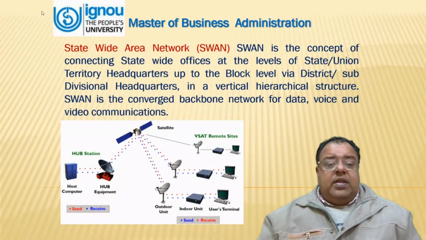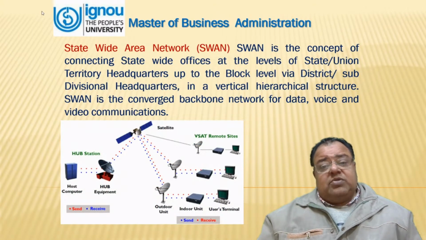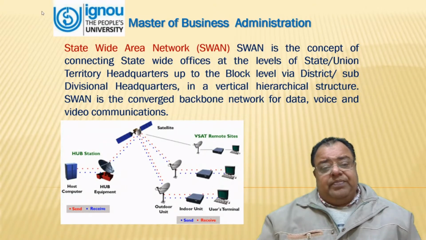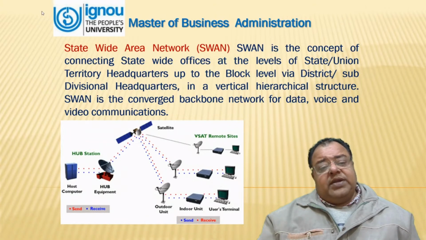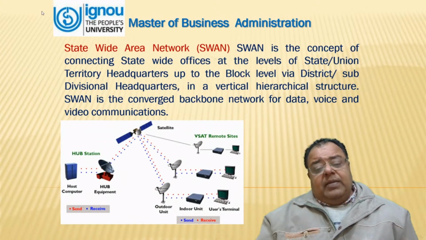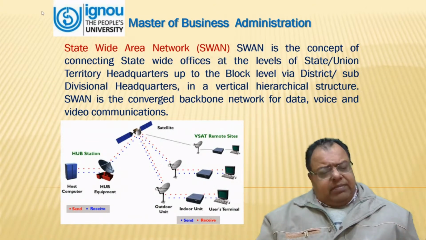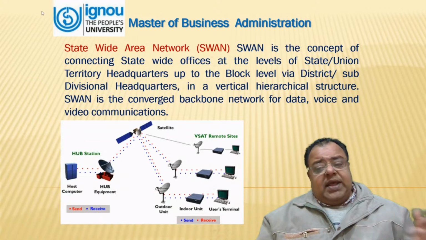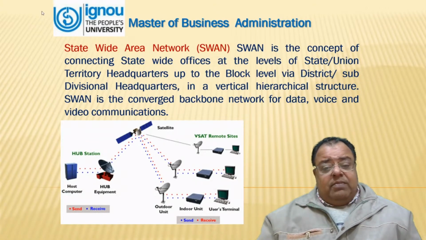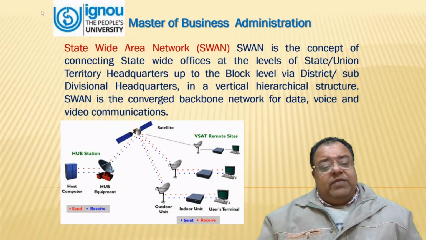Statewide Area Network, that is SWAN. SWAN is the concept of connecting statewide offices at the level of state, union territory headquarters up to the block level via district and subdivisional headquarters in a vertical hierarchical structure. SWAN is a converged backbone network for data, voice, and video communication.